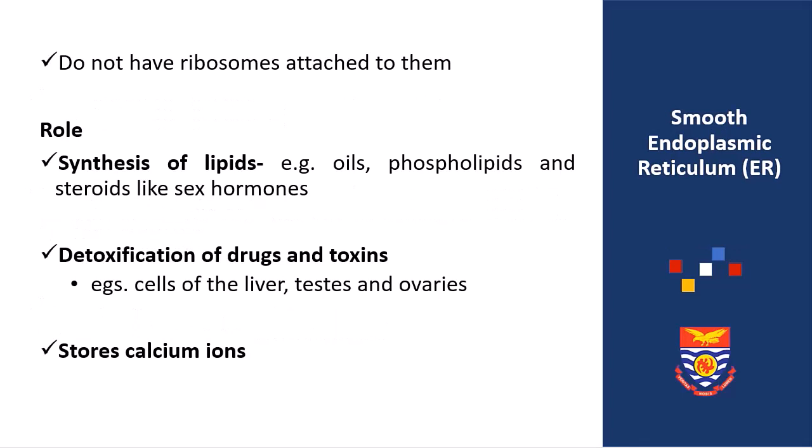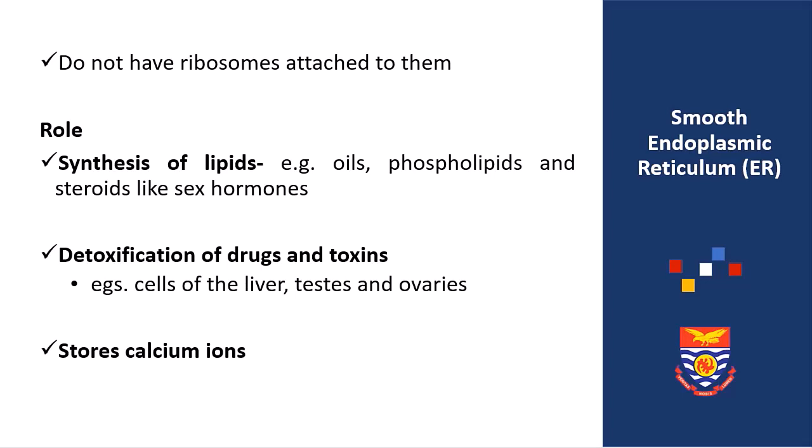Now let's look at smooth endoplasmic reticulum. For smooth endoplasmic reticulum, we've already talked about the fact that it does not have ribosomes attached to the surface of its membrane, and it plays a key role in the synthesis of lipids. Examples of the lipids are oils, phospholipids, and steroids. Steroids, like sex hormones too, they are involved in the synthesis of. And they are also involved in the detoxification of drugs and toxins.